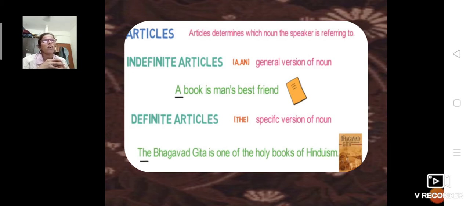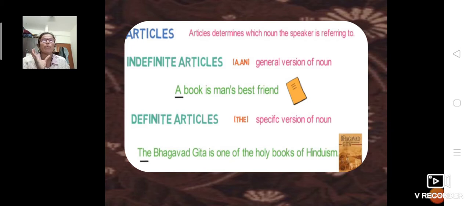So a general version of a noun: a book is man's best friend. A book, because they don't know which one, it can be any book, right children? When we are not specifying anything there, so we take it commonly. So any book it can be, so it's a book. And I had told you that it is used only for a singular noun there. That's why you can see that only a book. A refers to one. Keep in your mind. A and an always refer to only one.